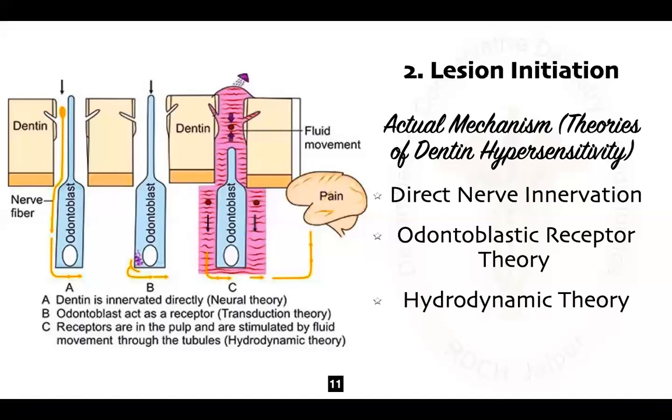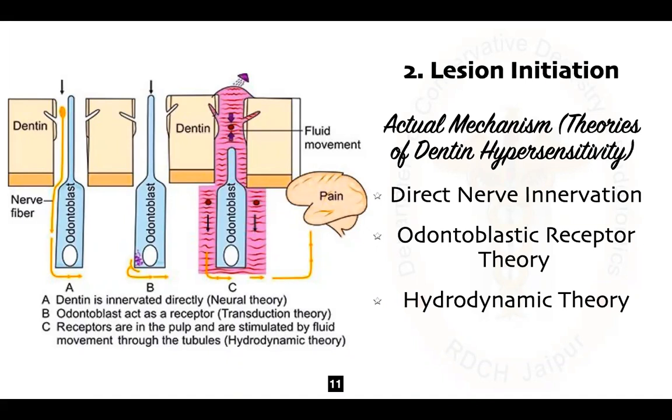Let's talk about the three theories quickly. Direct nerve innervation, odontoblastic receptor theory, hydrodynamic theory. Let's look at this beautiful diagram on the left, and very briefly in a summation, they have told you exactly what these theories are. The first one is the neural theory, or as the name suggests, direct nerve innervation. If you don't remember the name, just remember one has nerve, one has odontoblast, and the third has fluid, odontoblastic fluid, and it will get very easy for you to remember.